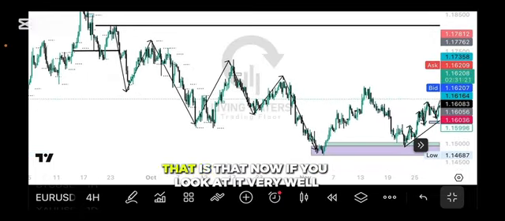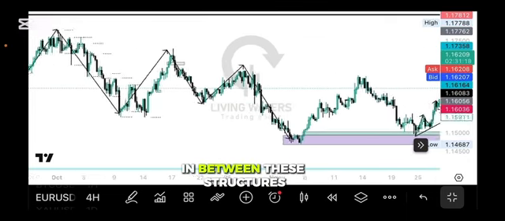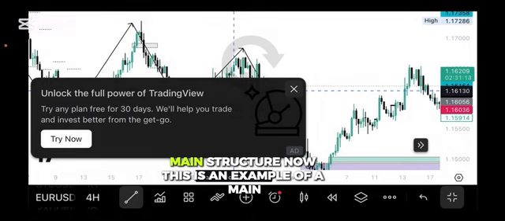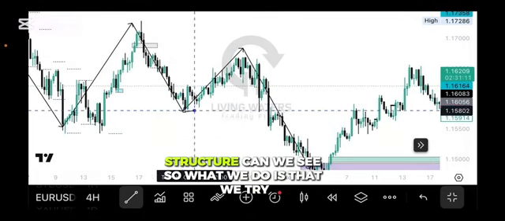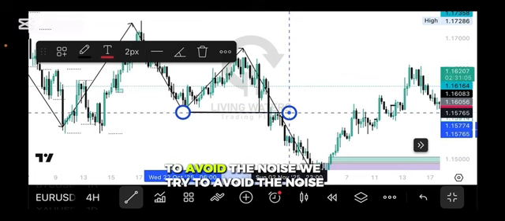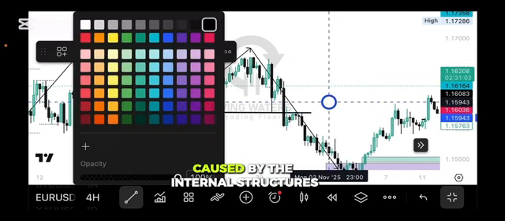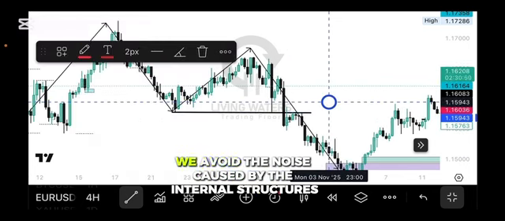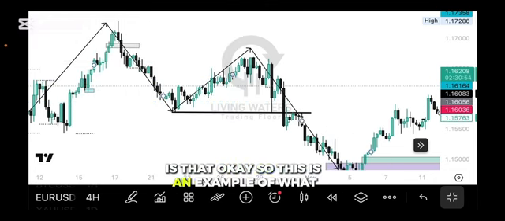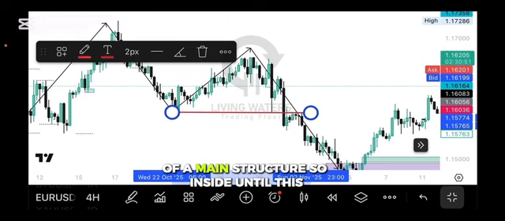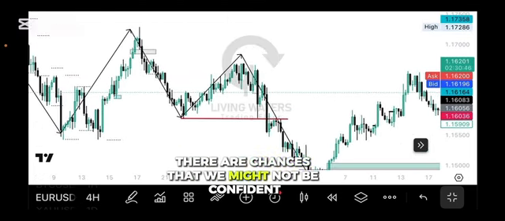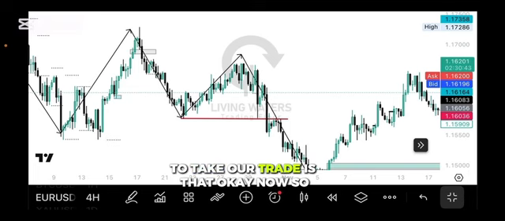Now, if you look at it very well, in between these structures we can see that there is a main structure. This is an example of a main structure. So what we do is try to avoid the noise caused by the internal structures. Is that okay? This is an example of a main structure. Until this structure breaks, there are chances that we might not be confident to take our trade. Is that okay now?